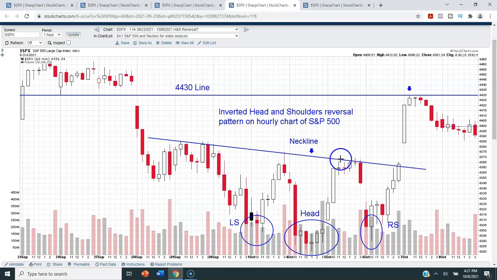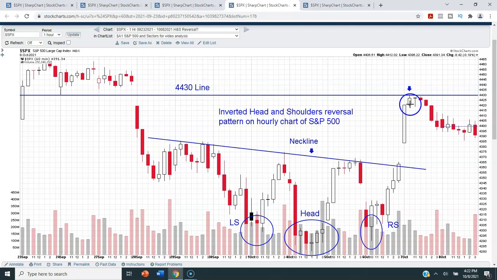And here's that neckline to that inverted, upside down pattern. It's like you're standing on your head, but you can see the left shoulder, the head, and the right shoulder. That is a really nice inverted head and shoulders reversal pattern. But look at what happened, guys. It ricocheted us right back up to the 4430 level, right?